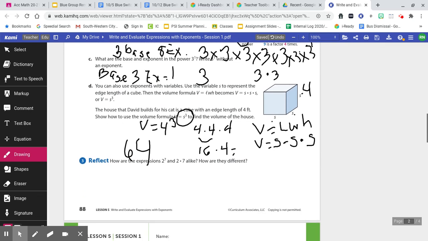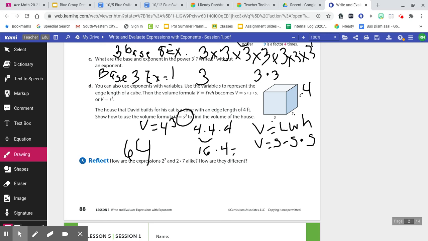Reflect. How are the expressions 2 to the 7th power and 2 times 7 alike? How are they different? Well, one way they're alike is they use the same numbers, and they both use multiplication. But these are certainly not the same value.